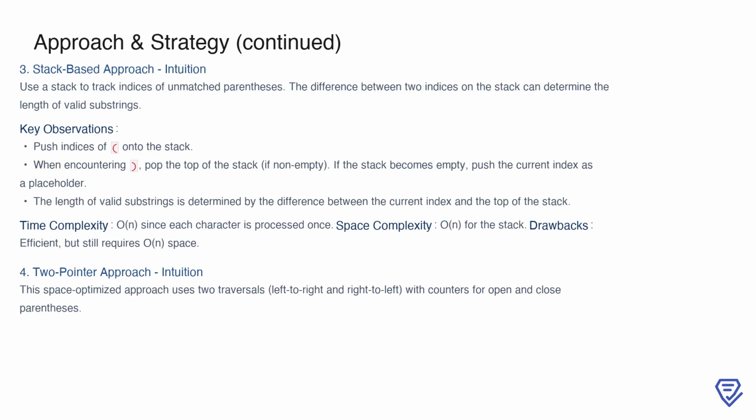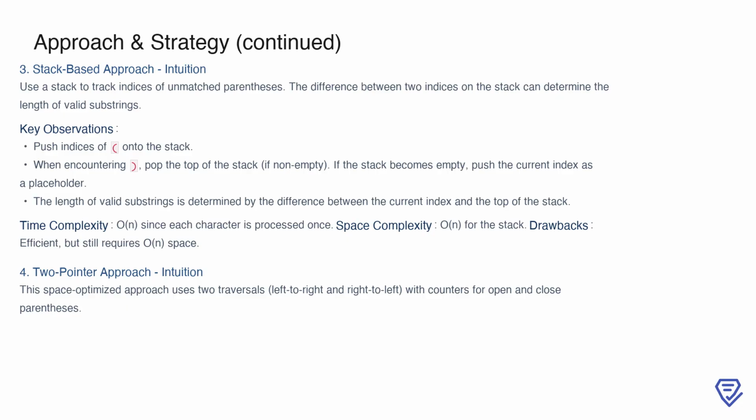The stack-based approach offers another efficient solution. Here, we use a stack to track indices of unmatched parentheses. The main idea is that the difference between indices stored in the stack can give the length of valid substrings. Whenever we encounter an opening parenthesis, we push its index onto the stack. For a closing parenthesis, we pop the stack if it's not empty, which helps us find a matching pair. If the stack becomes empty after a pop, we push the current index as a placeholder.